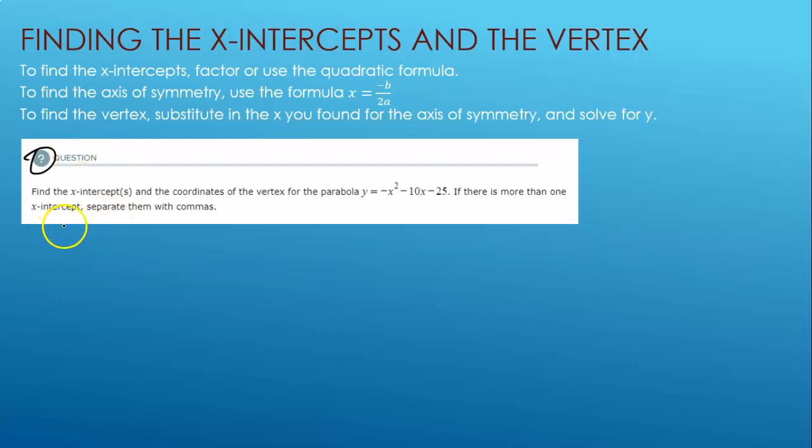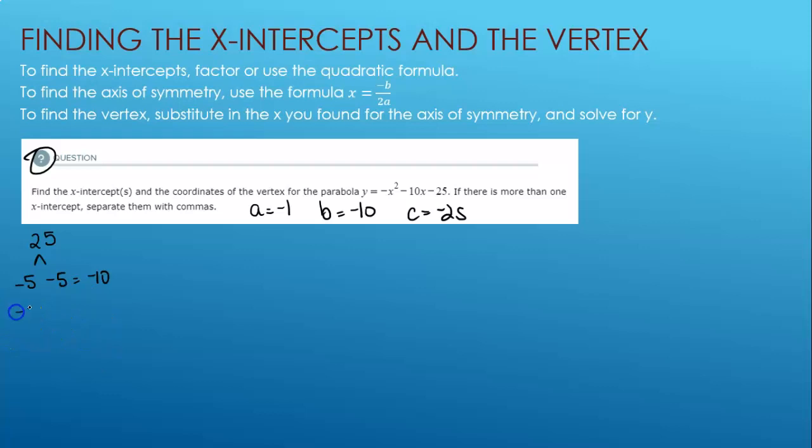All right, you should have started with finding your x-intercepts. So for this, a is negative 1, b is negative 10, and c is negative 25. I'm going to see if I can factor here. So negative 25 times negative 1 is positive 25. I'm looking for two numbers that multiply to be 25 and add to be negative 10, and those numbers are negative 5 and negative 5. If you use quadratic formula, you'll end up with the same problem that I will, so don't worry.